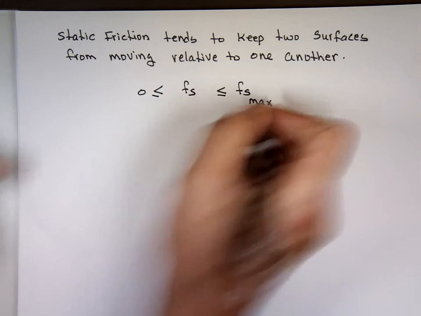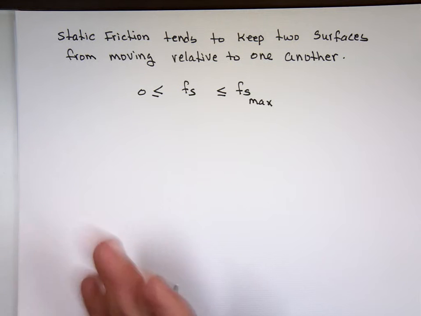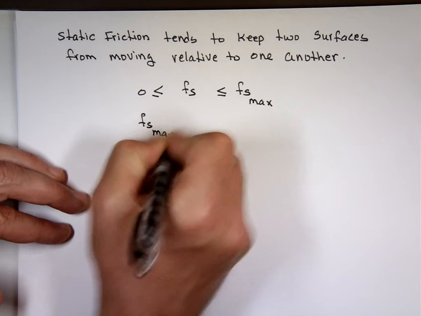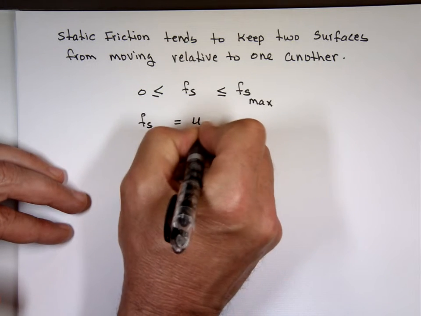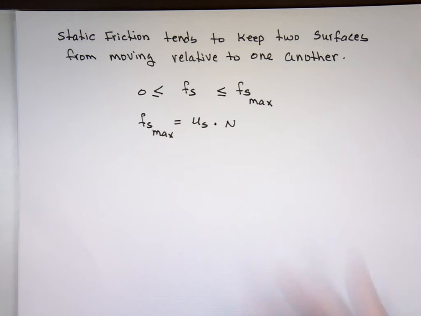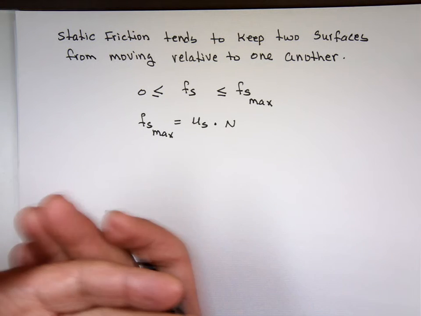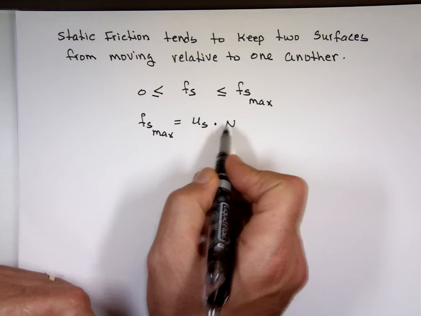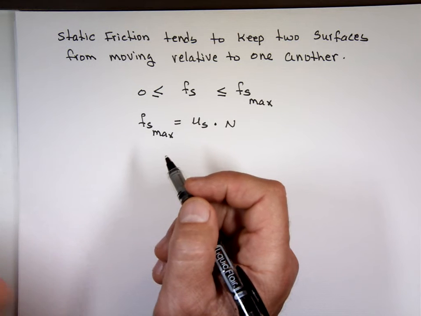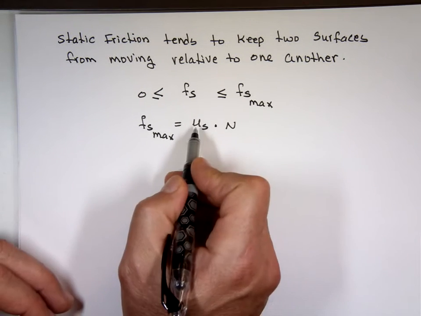And how do we calculate that maximum value? Well, that maximum value is going to be equal to mu s, the coefficient of static friction, times the normal force. For example, mu s between the tires of your car and the concrete driveway can range from 1 to 4. Mu s is usually larger than mu k. It takes a lot more to get the car moving. Once it's moving, it doesn't take much to keep it going because mu s is larger than mu k.